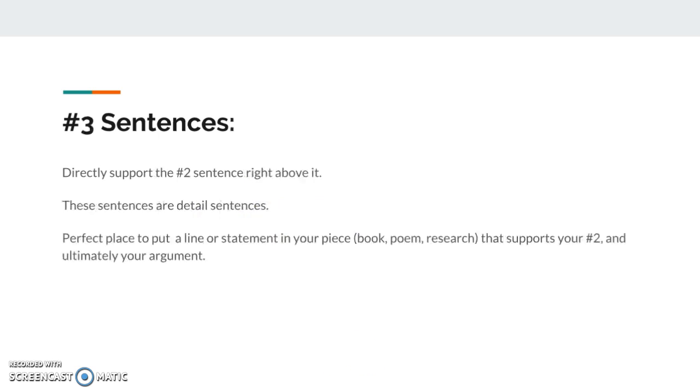Then you'll do number 3 sentences. These will directly support the number 2 sentence right above the number 3 sentence. These sentences are your detail sentences. It's a perfect place to put a line or a statement from your research, from your book, from your poem. It directly supports your number 2 argument.